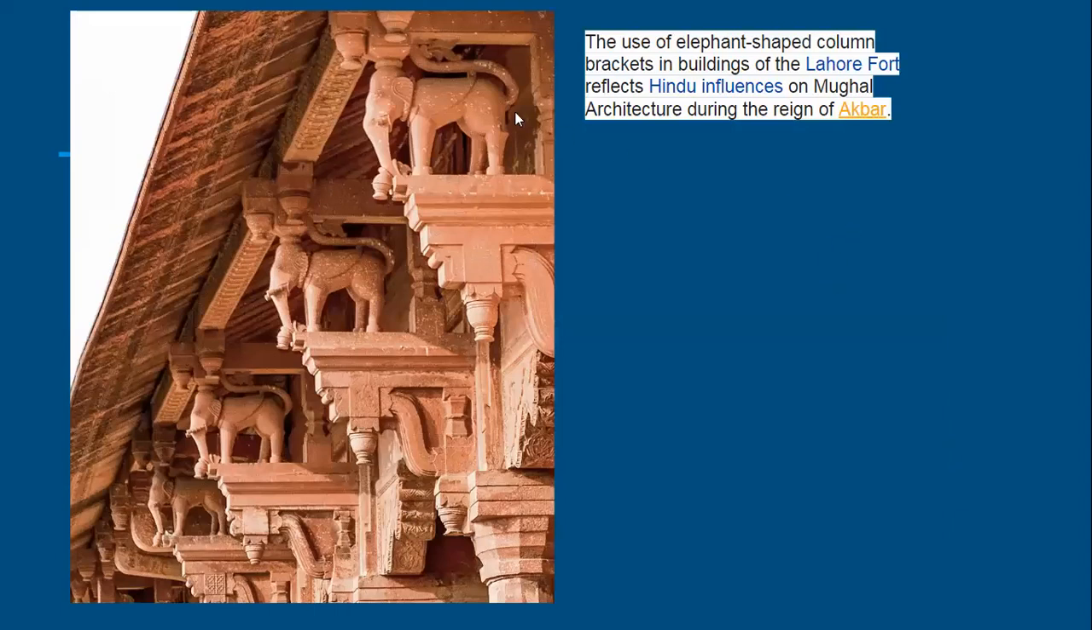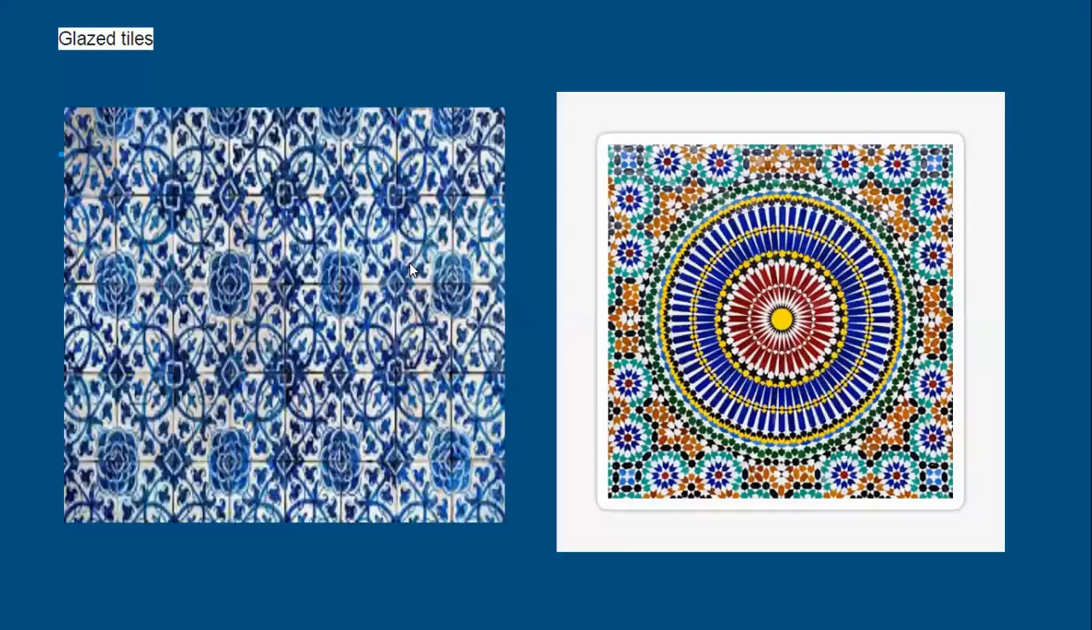Then you can see over here ये elephants है, ये अकबर का आर्किटेक्चर के अंडर है, ये लाहौर फोर्ट में यूज किया गया है. So this is again a Hindu influence. Elephant sculptures हमें देखने को मिलते हैं. You can see over here लाहौर फोर्ट में this has been used.